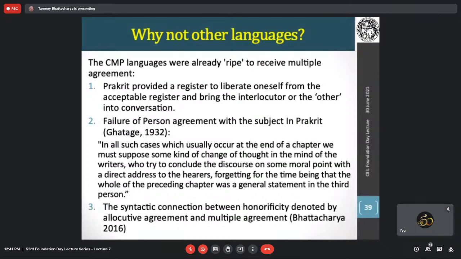Well, because CMP languages were already ripe to receive multiple agreement phenomena. This is an absolutely new thing, which people may not be familiar with, but there are three reasons. There are more reasons; I'll give you only three here. That Prakrit provided a kind of register, and this will relate to my earlier appreciation of the importance of Prakrit. It provided a register to liberate oneself from the acceptable, kind of claustrophobic register that Sanskrit would provide. And it brings the interlocutor, or the other, into a conversation.